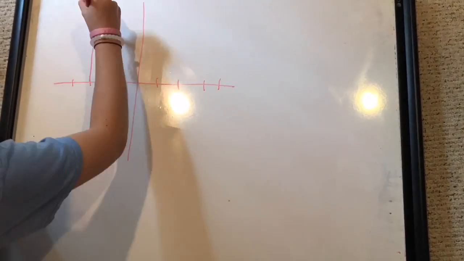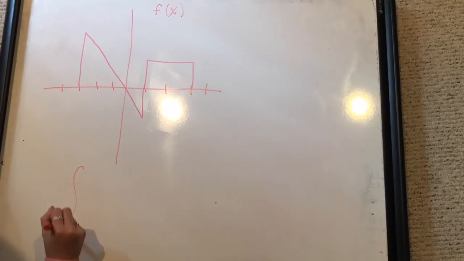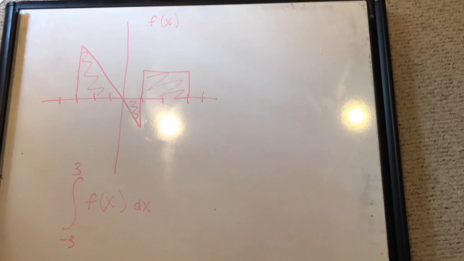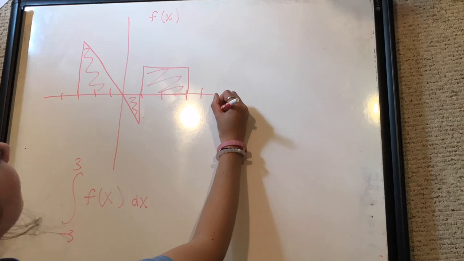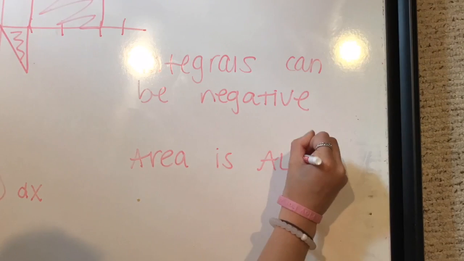When using a graph for integration, find the area under the curve of the function within the restrictions, and make sure to account for the negative areas. Integrals can be negative, but area is always positive.